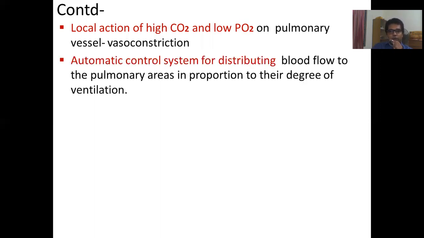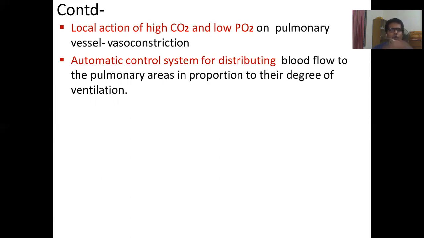Another important feature of pulmonary circulation is the automatic control system for distributing blood flow to the pulmonary areas in proportion to their degree of ventilation. So what does it mean? Now it will be easy for you to understand if you understand hypoxic vasoconstriction.